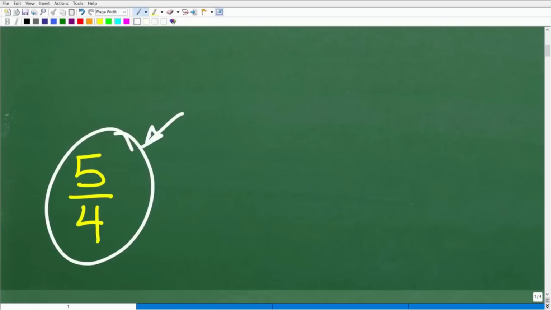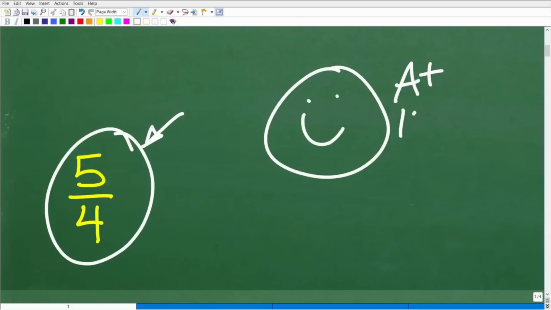Okay, now if you didn't get this right, no problem. I'm going to explain exactly how to do this problem. But if you did do this right, that is fantastic. Matter of fact, I'm going to give you a nice little happy face, an A plus, a 100%, and multiple stars.